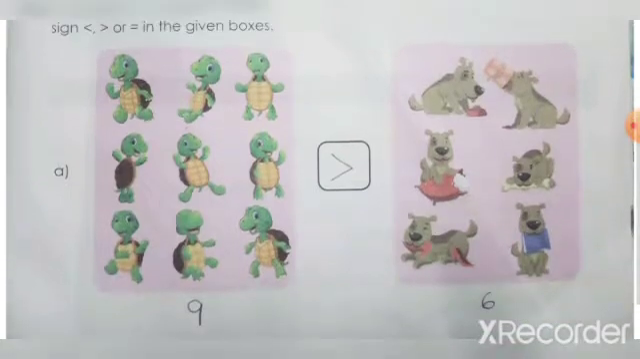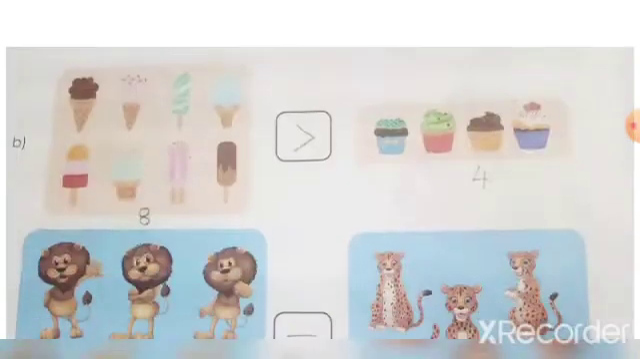So children, tell me which number is the greater number, 9 or 6? Yes, 9 is the greater number. And we know our hungry alligator always opens his mouth towards the larger number. So the mouth of the symbol should be open towards 9, and we can put the symbol like this. This symbol is the greater than symbol. 9 is greater than 6. Clear, children? Let's discuss one more question.